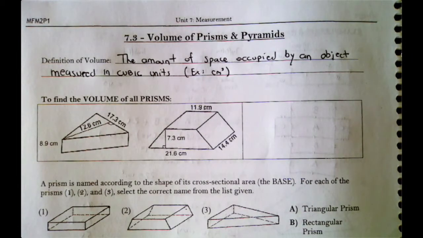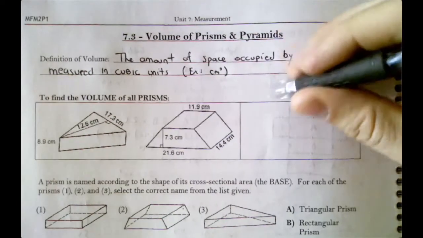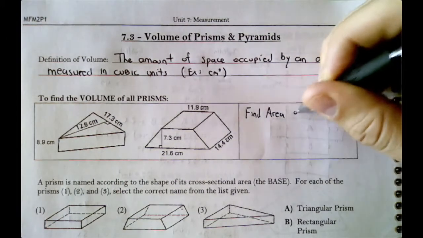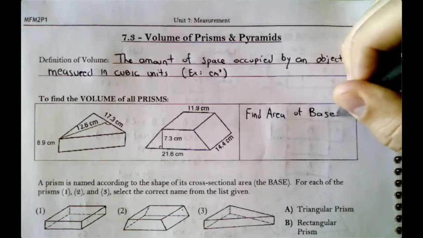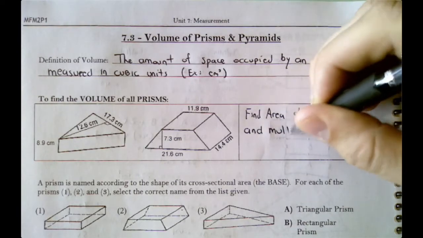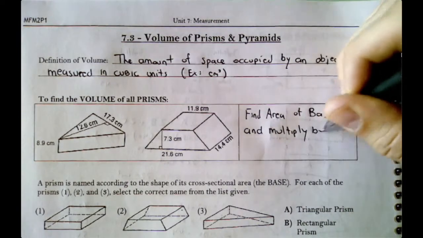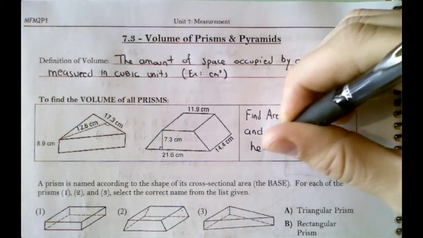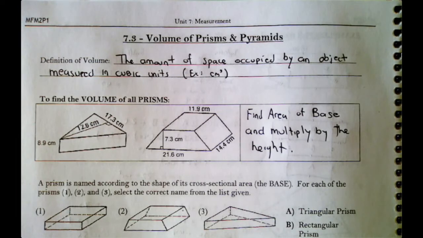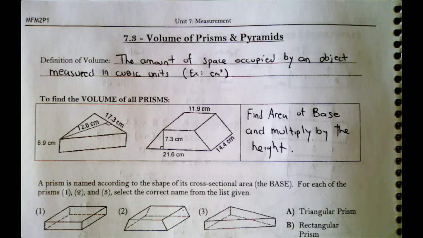When you're working with a prism, to find the surface area or the volume of a prism, what we need to do is find the area of the base and multiply by the height. So what's that mean? Well, the base is the shape that's extended to match the exact same face in space. That sounds kind of complicated. Let's try to simplify it.